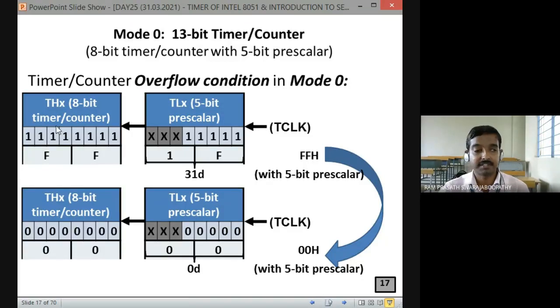All 13 bits, if they are entirely 1s, changing from 111 to 0000, overflow occurs. Fine. Don't forget, even though I am saying 13-bit timer counter, it can also be termed as an 8-bit timer counter with a 5-bit prescaler. Fine. Is it clear now? Is it clear now? Yes.